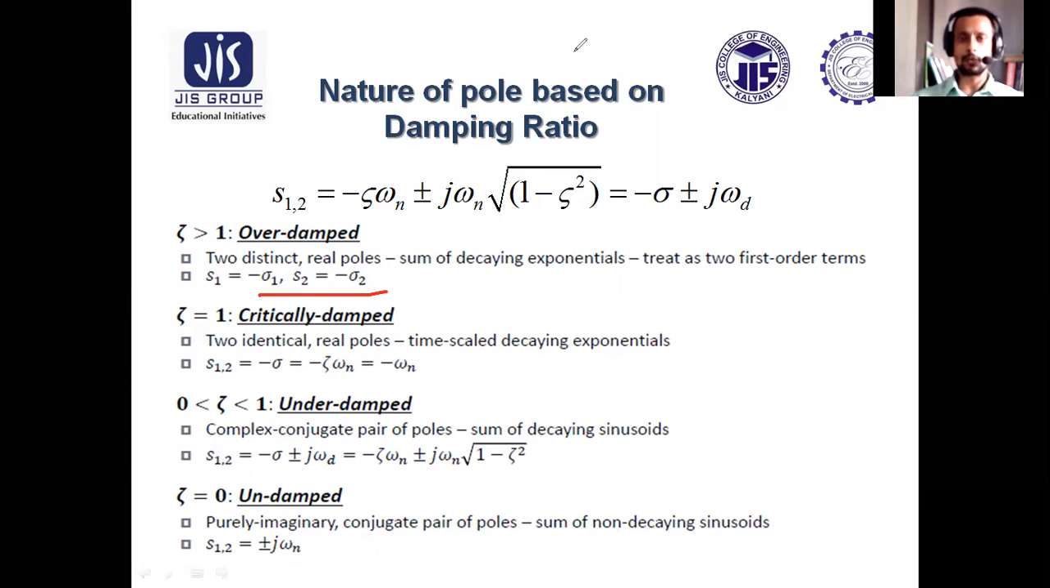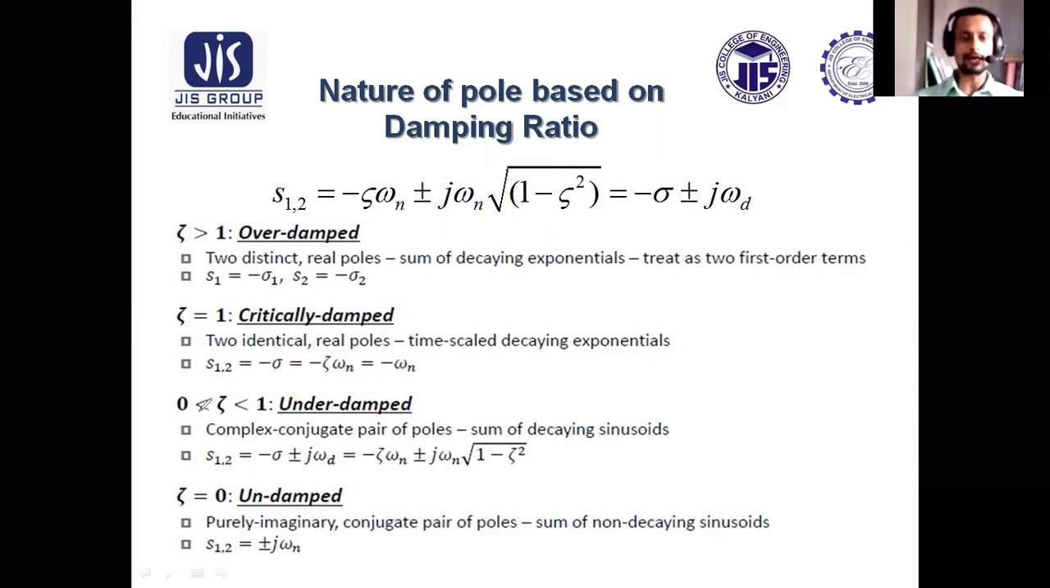Now, what happens for critically damped? For critically damped, zeta equals 1. So if zeta is substituted by 1, then 1 minus 1 is 0, so this part will vanish. There is no imaginary part, there is only one real part. So two poles will be located at minus omega n.